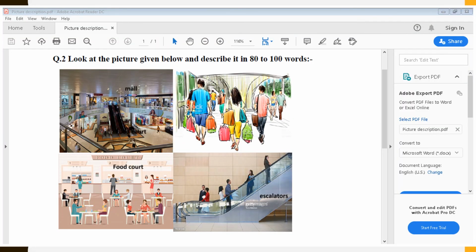Now that you have understood how to write a picture composition, I want all of you to open your CFS and open the page where picture composition or picture description is given, and do the following question in your CFS. You can see the picture and write a description about it in 70 to 80 words.